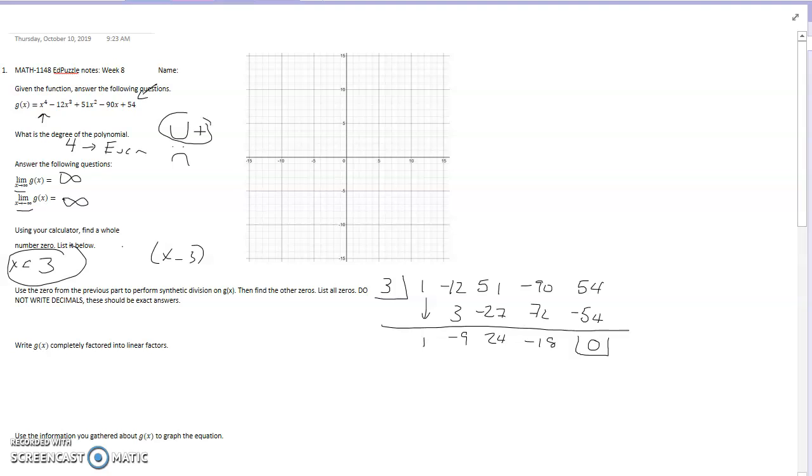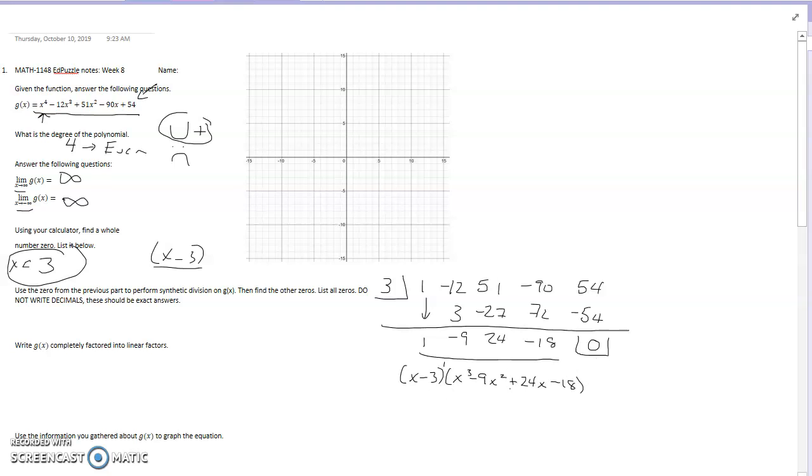What we did here is we started with that original x to the 4th polynomial. We divided it by a 0 of 3. What that would look like in the factored form is x minus 3. And then our resulting cubic polynomial, because it was a 4th degree, we're going to break it up into a 1st degree times a 3rd degree. And these are the coefficients in front of our cubic polynomial. So it's going to be 1x to the 3rd minus 9x squared plus 24x minus 18, and then with a remainder of 0.